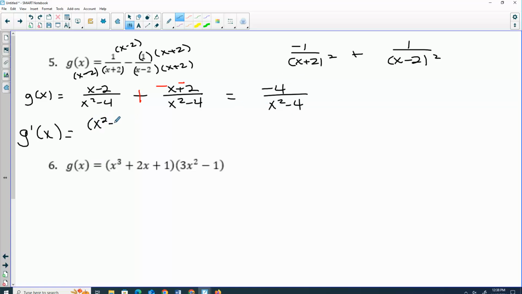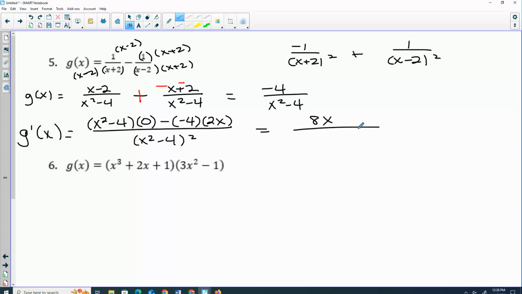Derivative. Low, d high. Derivative of the top is 0. Minus high, d low. Derivative of the bottom is 2x. Over low squared. So we get 8x over x squared minus 4. Not negative either? No, because it's minus and negative makes it positive.